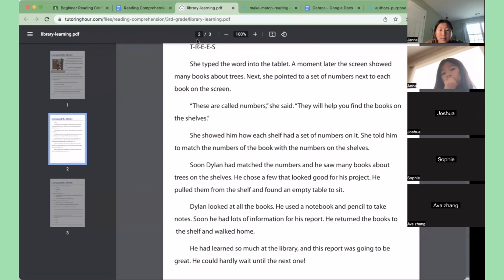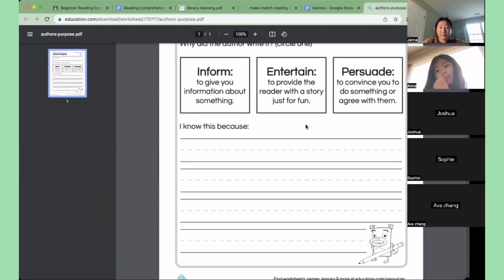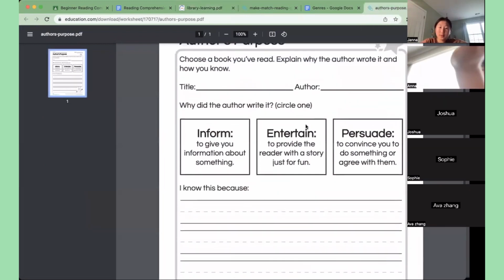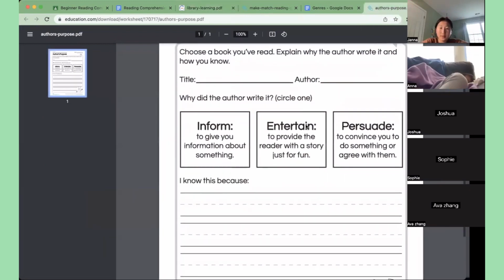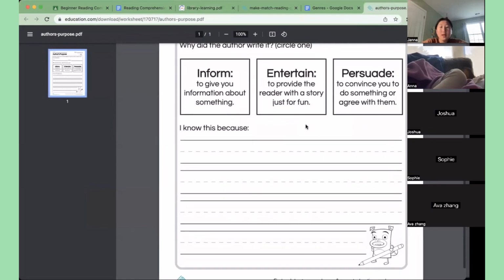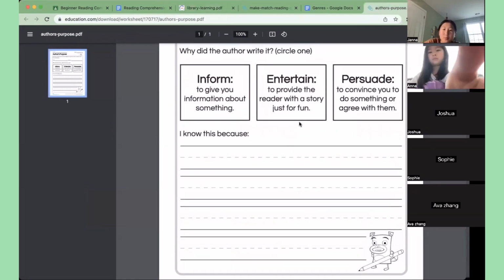Okay, so this is the last page, so there is no other page. Okay, so it seems like most people are done. So let's do the worksheet. You guys can just either put in the chat or unmute yourself, but what do you think the author's purpose was in this one?